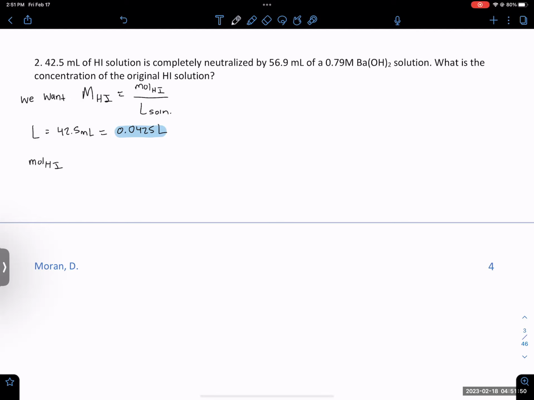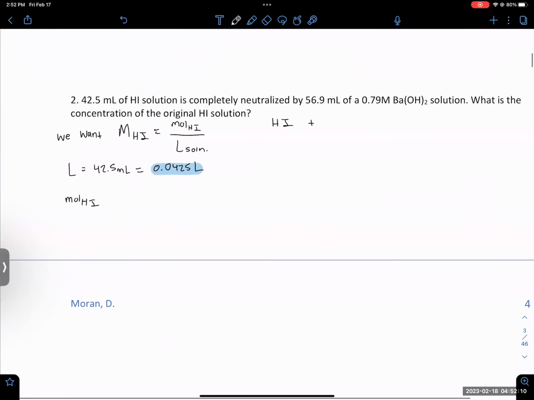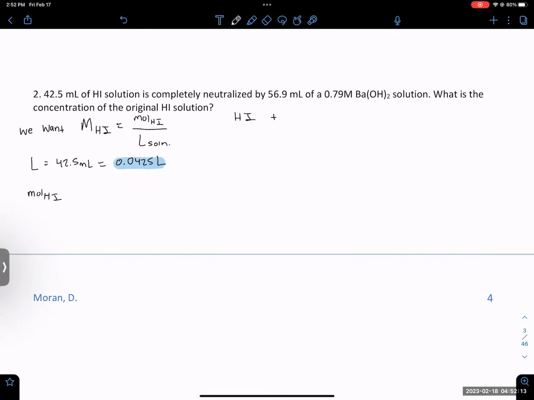hydroiodic acid? You can write a balanced equation, change the molarity of barium hydroxide to moles, and then... Okay, I see where you're jumping ahead, definitely. I'm going to go one step at a time first. So first we should write a balanced chemical equation, like you said.